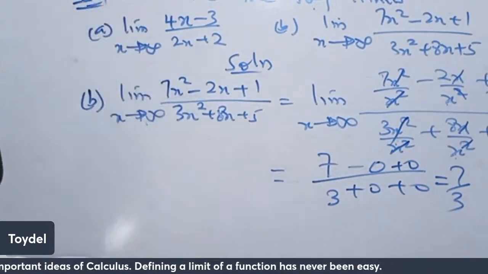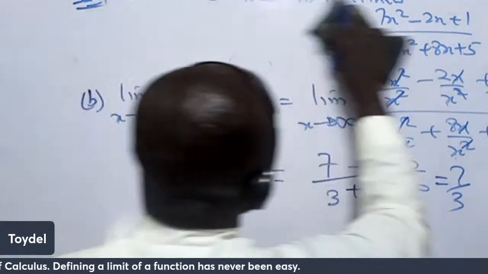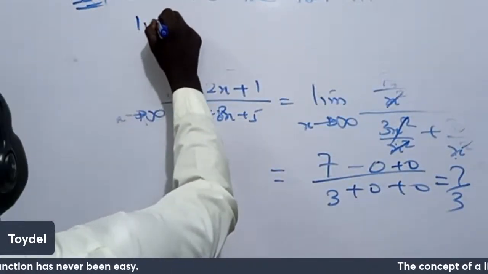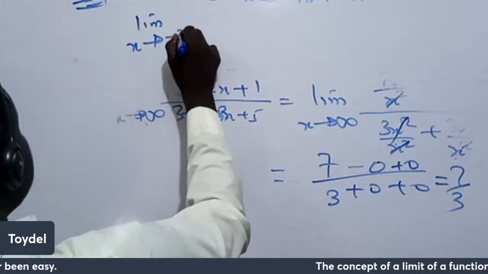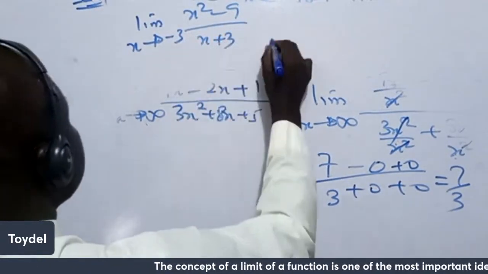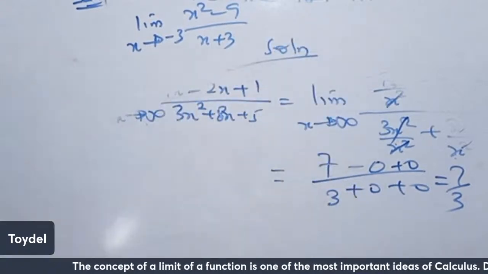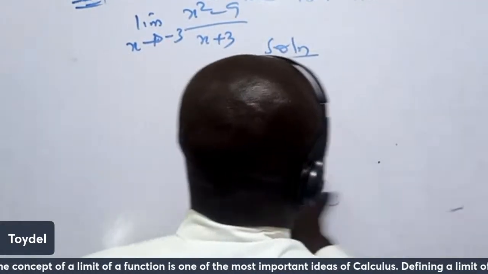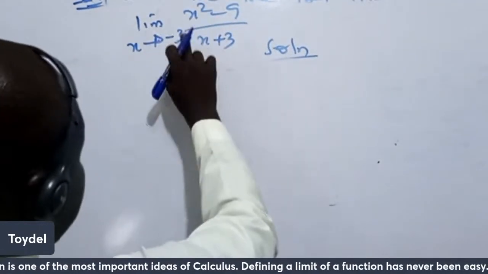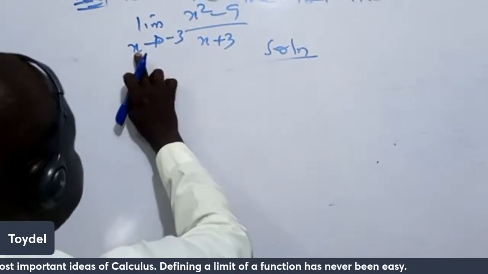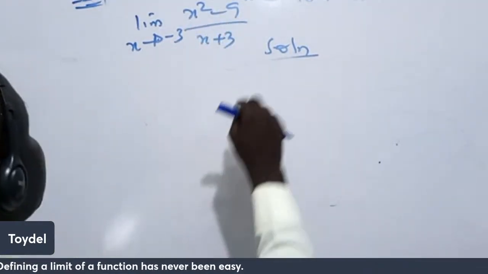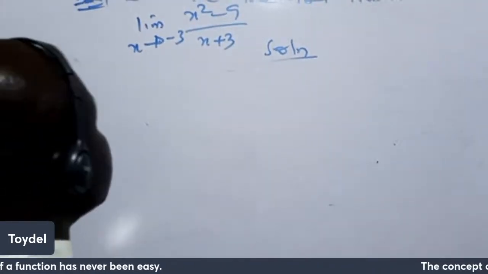Then let's take the final example. Evaluate the limit as x tends to minus 3 of x squared minus 9 all over x plus 3. In this case, what do you do? When it tends to infinity, you know what to do: just divide all through by x squared. The one that has x at the denominator will tend to 0.